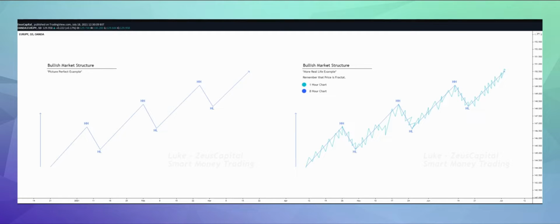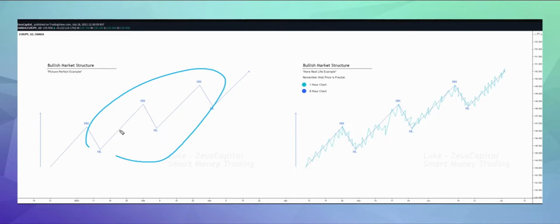Now this is obviously more of a picture perfect example, and price is maybe as easy or as simple as this may look. And we know when we compare things that look picture perfect to a real life example, it never really looks the same, right? It's like learning Wyckoff off Google Images.